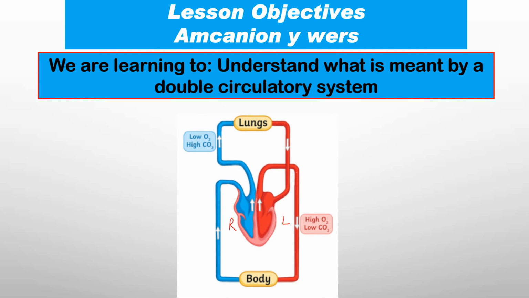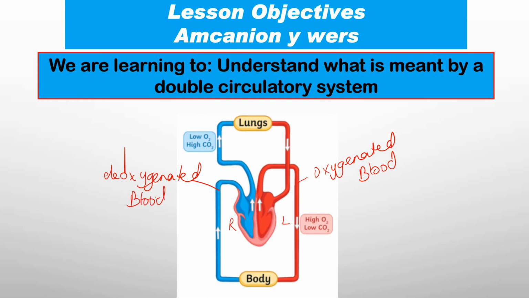And they've coloured this left-hand side all red to denote what we call oxygenated blood, in other words, blood that has lots of oxygen in it. And they've coloured the right-hand side in blue to denote deoxygenated blood, in other words, blood that has very little oxygen in it.